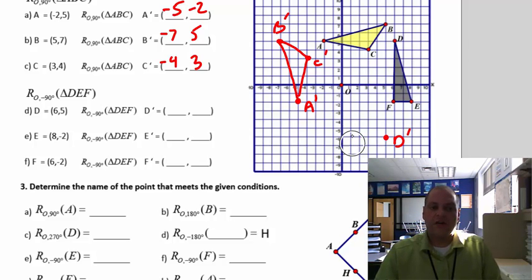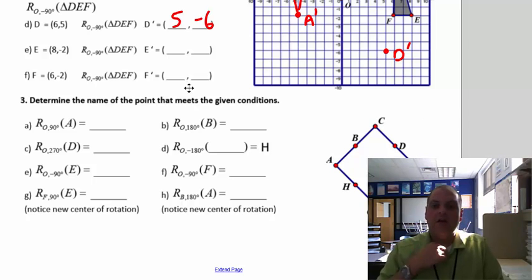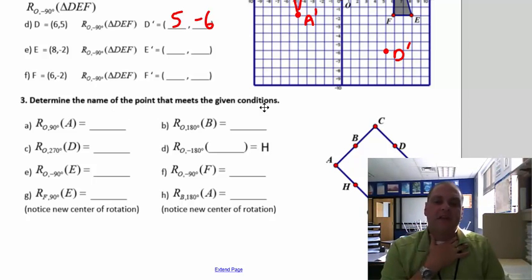All right, see if you can get F prime and E prime. D prime is going to be (5, negative 6), over 5, down 6. Okay. And then last thing here, determine the name of the point that meets the given conditions.